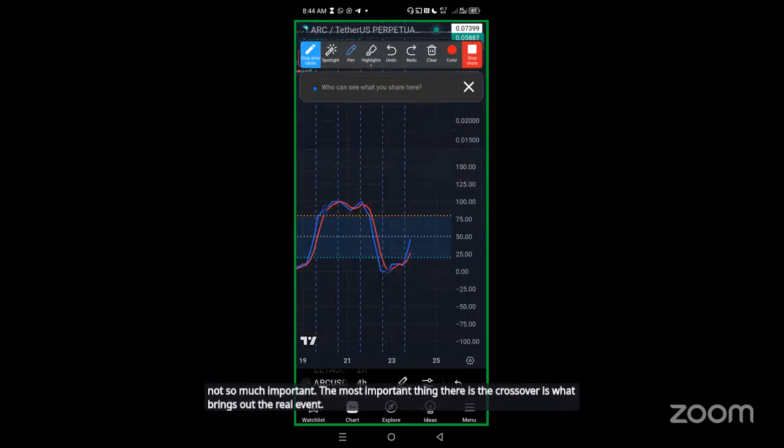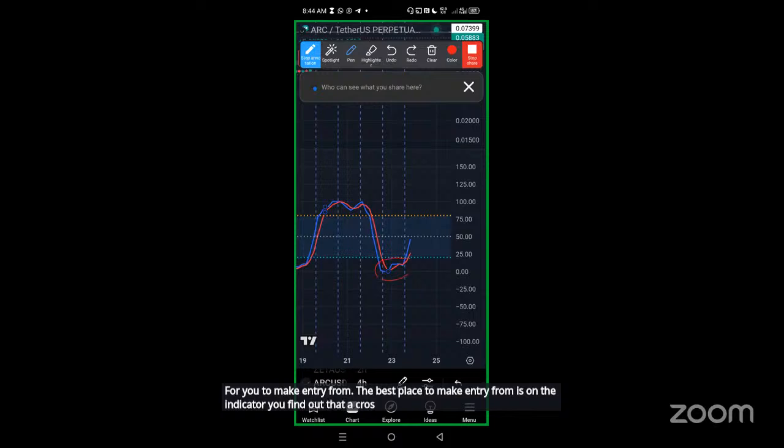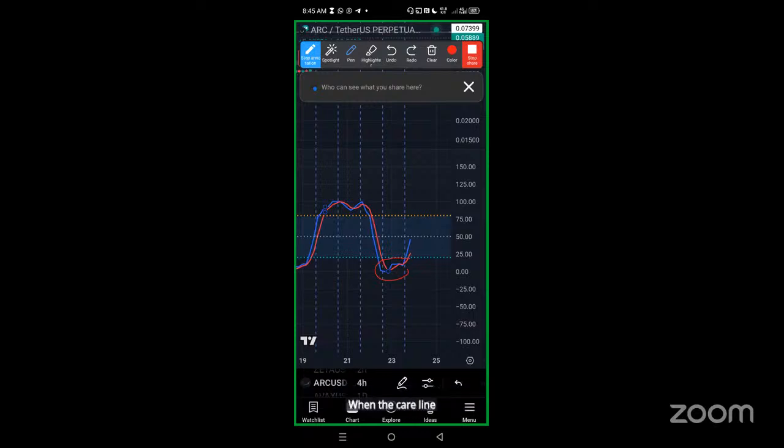Now, when you're going to use this, where would be the best place for you to make entry from? The best place to make entry is when on the indicator you find that a crossover has happened, what we would refer to as a golden crossover. When the K line crosses over and begins running above the red line or the D line, it is a very good opportunity to make entry in the market in areas like this, okay?